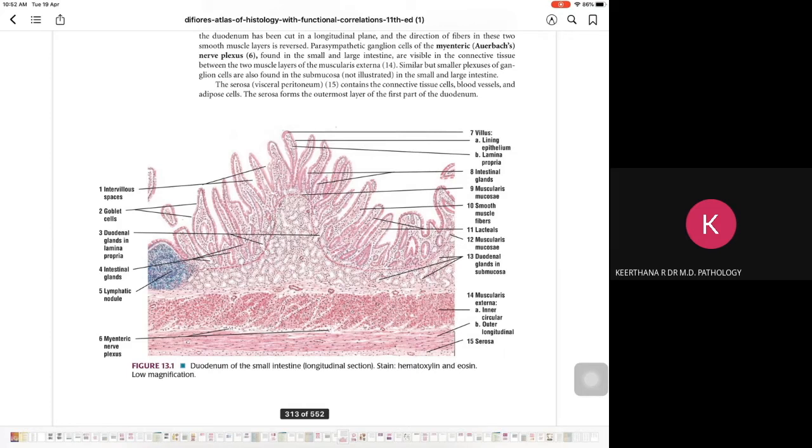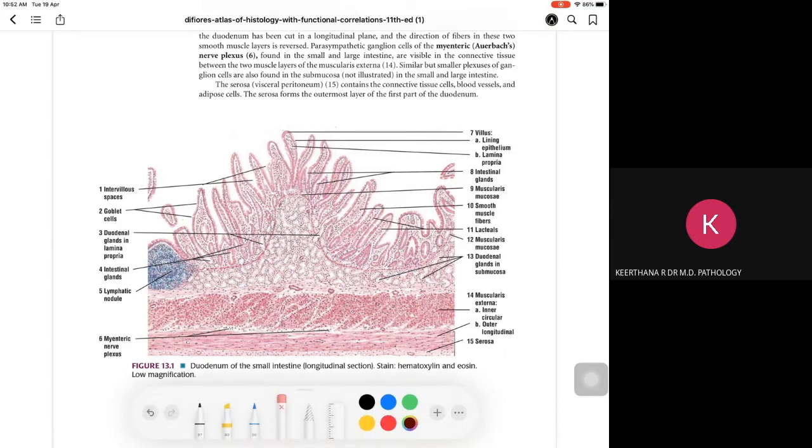It contains inner circular, outer longitudinal. 15 serosa. And again, you have to remember the uniform size, shape, distribution. I may not be telling in all the pictures, but throughout the GIT, the normal mucosa should have uniform size, shape, distribution. That is very, very important.